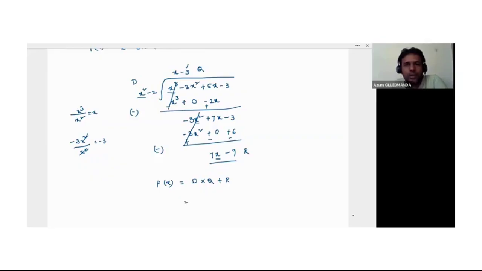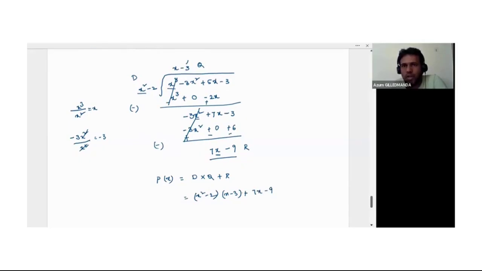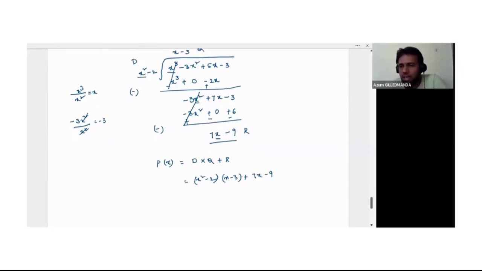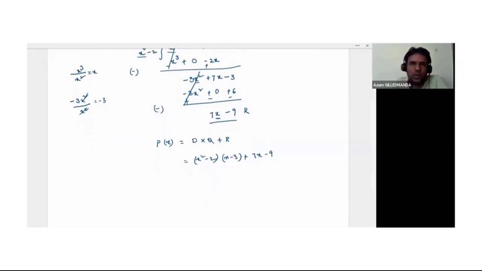Let's see. What is our divisor? x square minus 2. Into what is our quotient? x minus 3. Plus our remainder, 7x minus 9. So our expectation is we should get our polynomial. If our division is correct, we will get it. If our division is wrong, we won't get it.